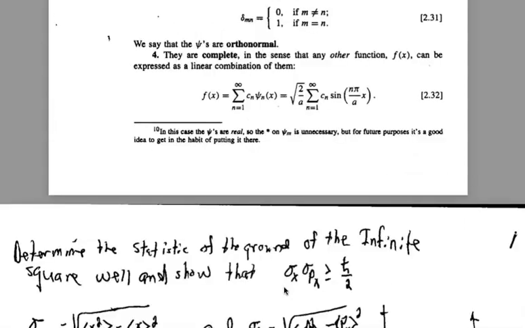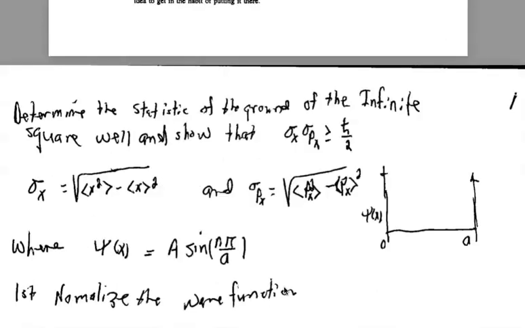Now, I've taken the liberty of calculating the statistics that you want to get for the ground state of the infinite square well. I have written here: determine the statistics of the ground state of the infinite square well, and show that delta x times delta p of x is greater than or equal to h bar over 2. This is always true, and I want you to validate that that is the case for this problem.